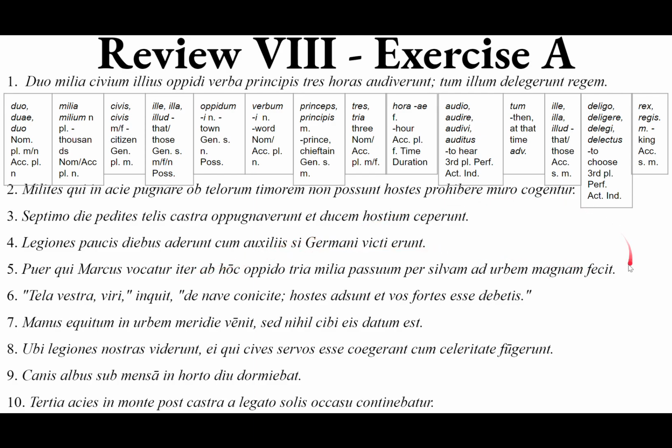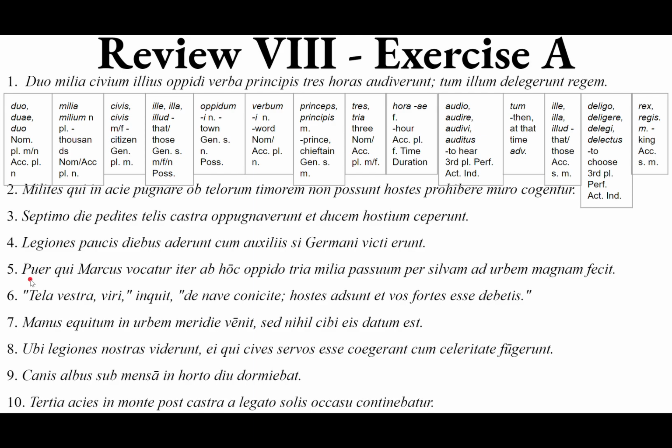Iter, facere, he did the route. He made the journey. He traveled. He marched. The boy, who is called Marcus, traveled from this town through the forest to the big city for 3 miles. Or he traveled for 3 miles from this town through the forest to the big city. Notice how we start at his origin, talk about his route, and then his final destination. 1, 2, 3. It's like logical order.